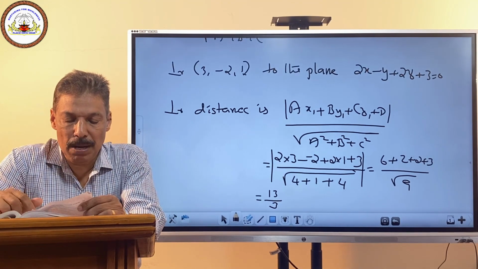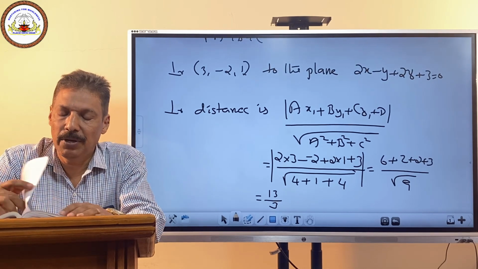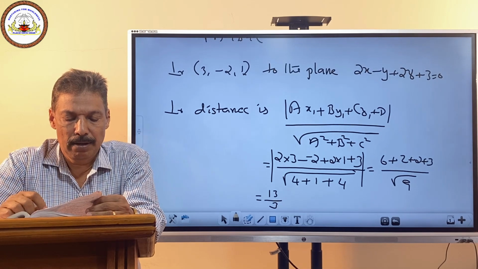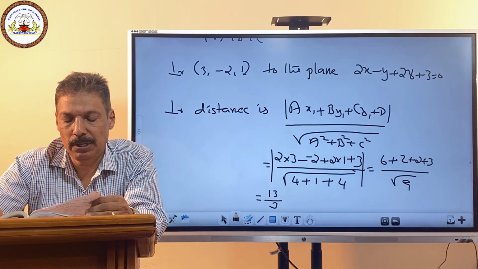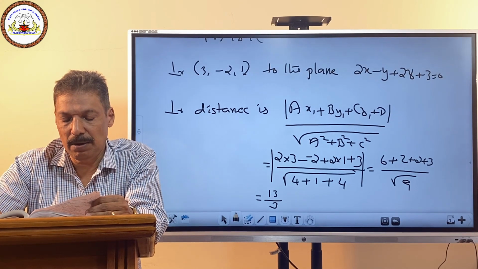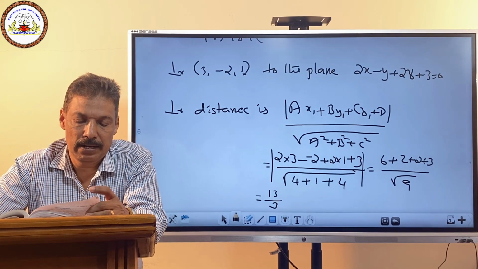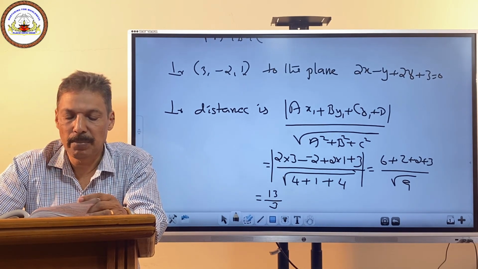Similarly, we do another problem. Exercise 11.3, 14th question, part D. Find the perpendicular distance from (-6, 0, 0) to the plane 2x minus 3y plus 6z minus 2 equal to 0. Take the modulus: 2 into minus 6 is minus 12, plus 0, minus 2.